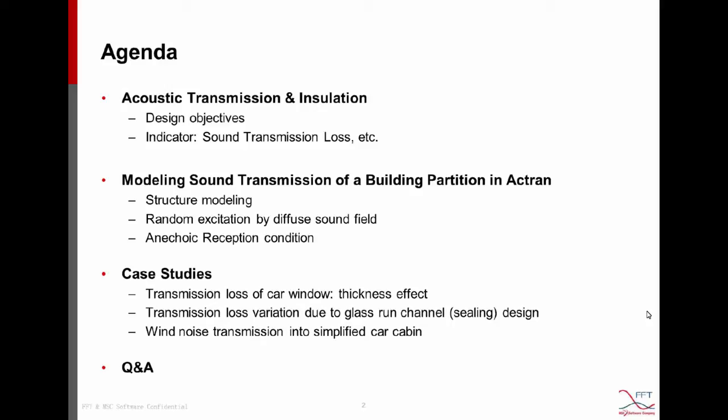So they include transmission through a car window with the effect of the thickness evaluated. And a second case on the effect of the sealing design on the transmission of a car window as well. And the last case is a wind noise transmission into a simplified car cabin. And finally, this webinar will end with the Q&A session.